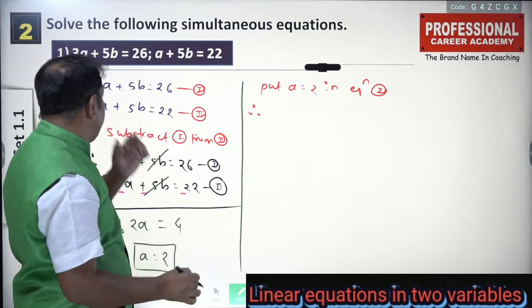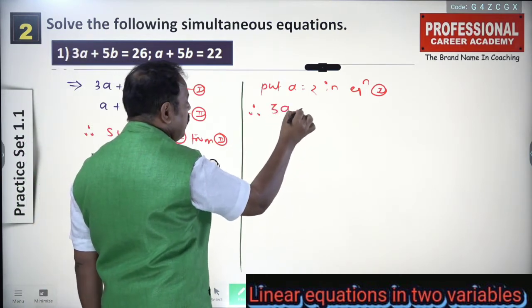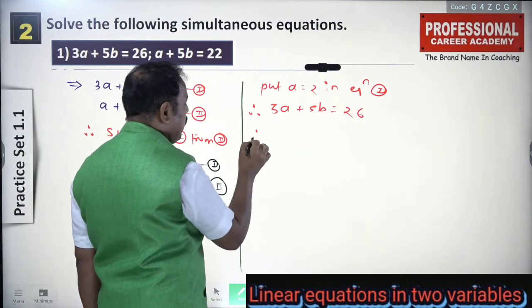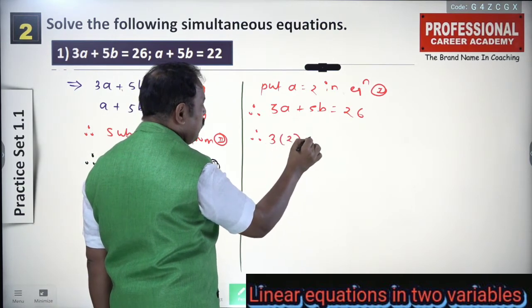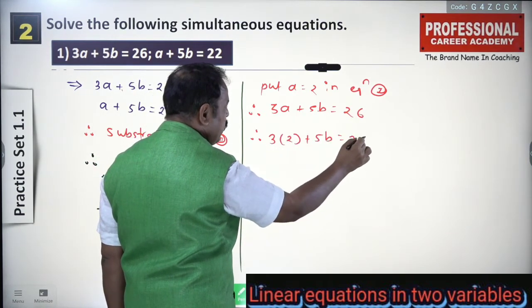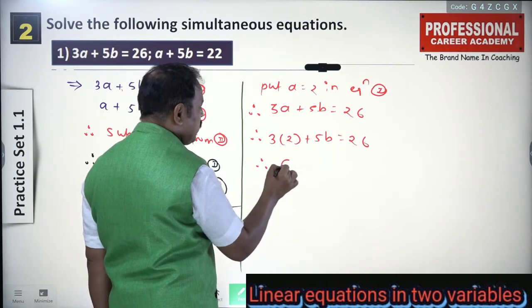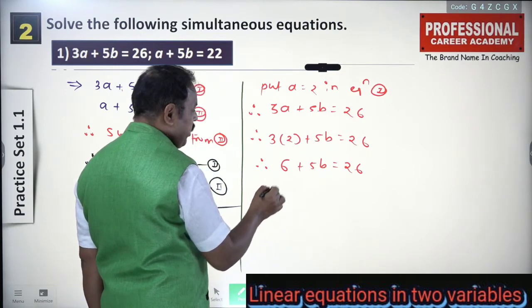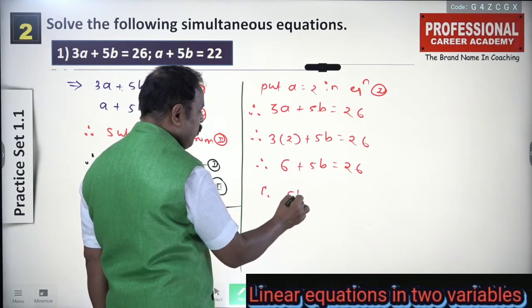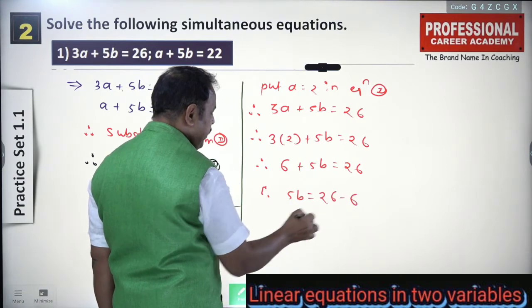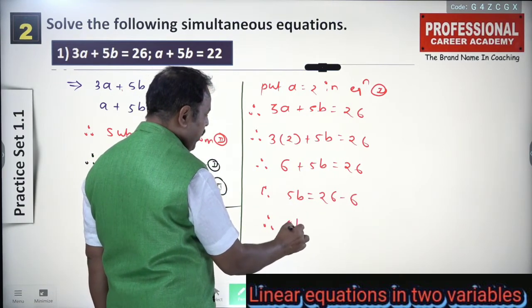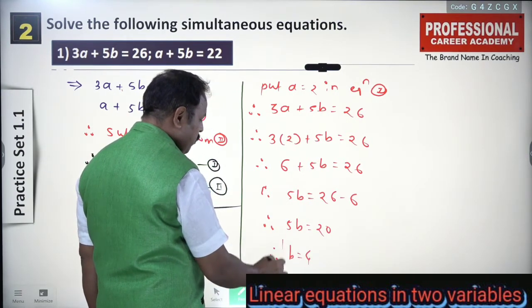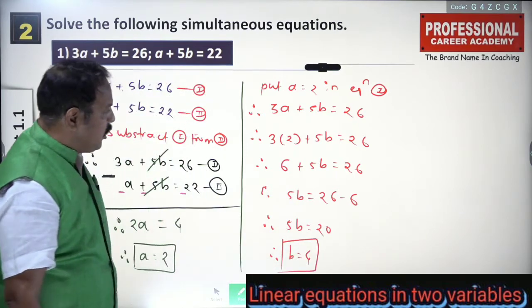So therefore what is equation 1? It is 3a plus 5b is equal to 26. Therefore 3 into a means 2, plus 5b is equal to 26. Therefore 6 plus 5b is equal to 26. Therefore take this 6 to the right hand side. So 5b is equal to 26 minus 6. Therefore 5b is equal to 20. So b is equal to 4. 20 upon 5 means that is 4.